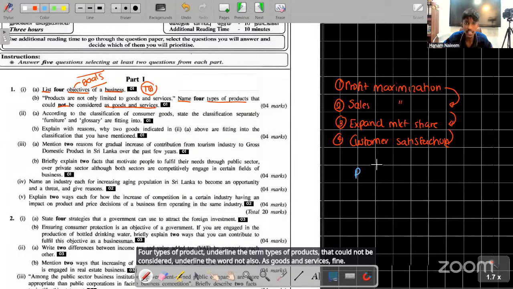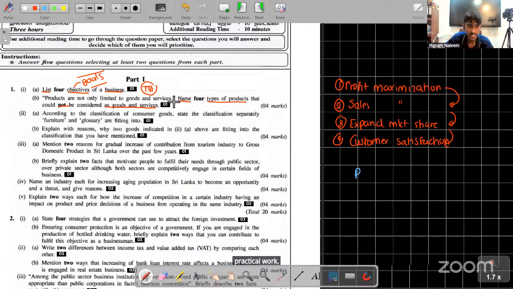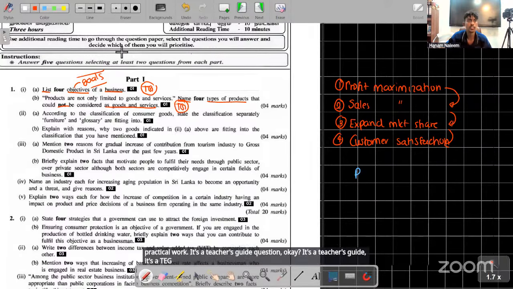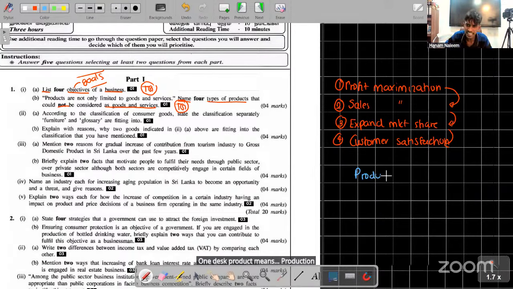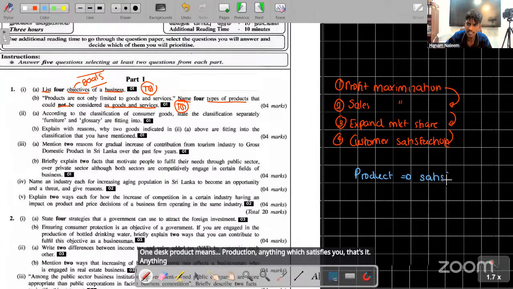What does product mean? Before that, is that a teacher's guide or a case study or a practical one? It's a teacher's guide question. Okay, it's a TG question. Good. But again, what does product mean? Product means anything which satisfies you. That's it. Product means anything which satisfies a person.